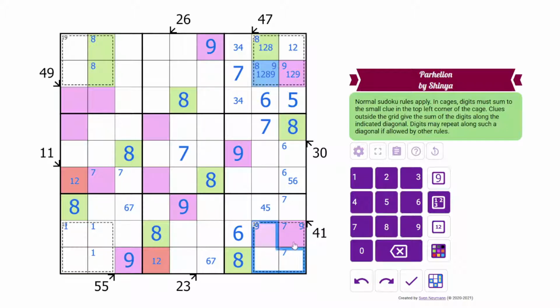Wait a second. These had to be... This is 19, and there's already a 9 in here. The other 3 have to add to 10. So we can't have a 7 in there. We can't. It would be 7, 1, 2.